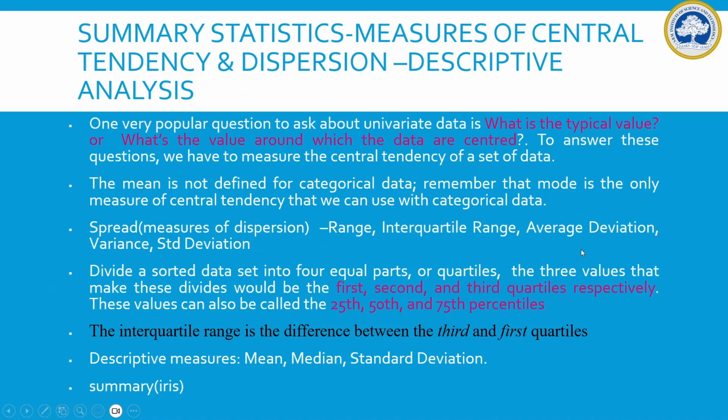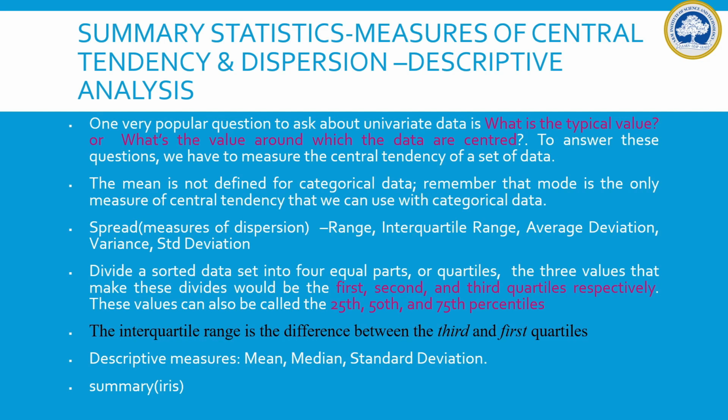Descriptive analysis, or univariate analysis, of measures of central tendency and dispersion. We are going to see how to measure central tendency and dispersion for univariate data. Under univariate data analysis, one popular question we are interested in asking is what is the typical value taken by the data set, or what is the value around which the data are centered. To answer those questions, we have to measure the central tendency of the data.